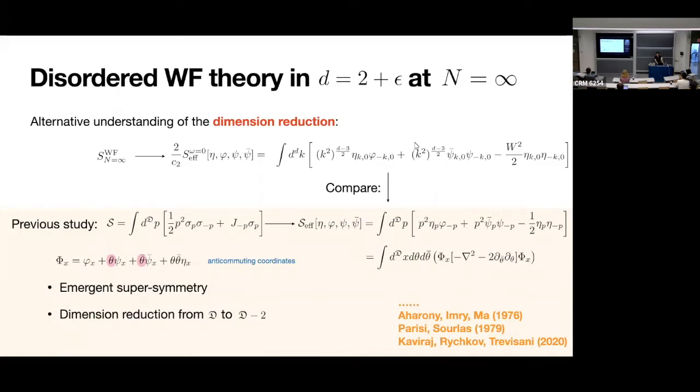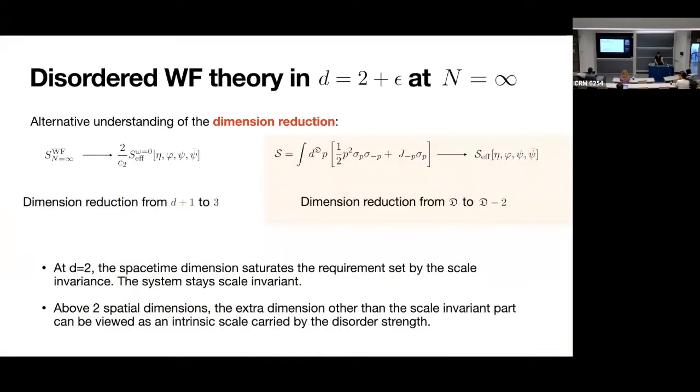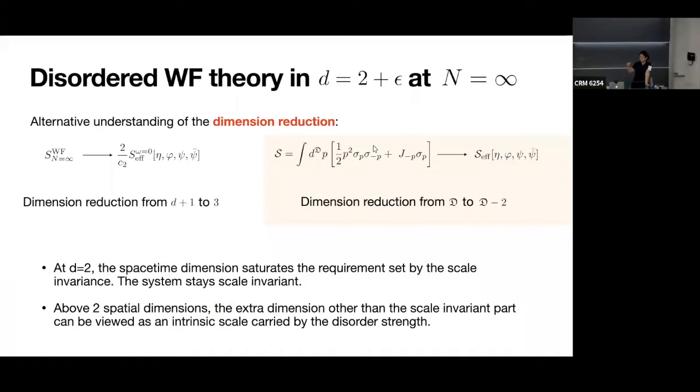So here in my action, the similar thing would happen. Just as we can understand a generalized free field in certain dimension to be a free field in another dimension. So by doing this counting, we can find our dimension reduction is from D plus one to exactly three. So this is how we get the alternative picture for this dimension reduction.